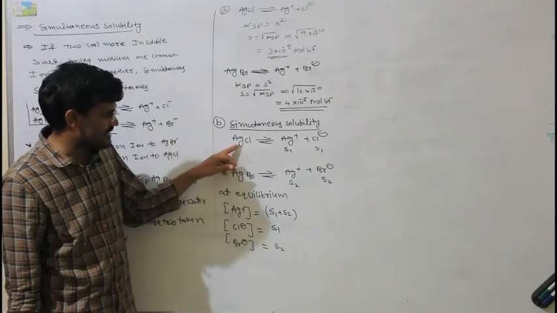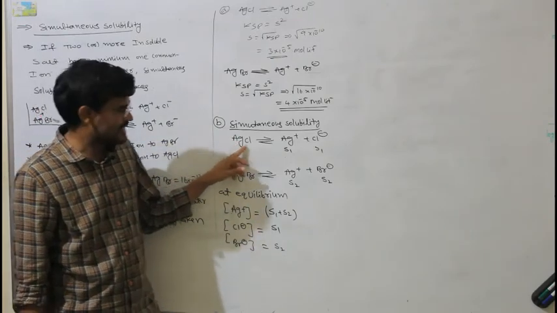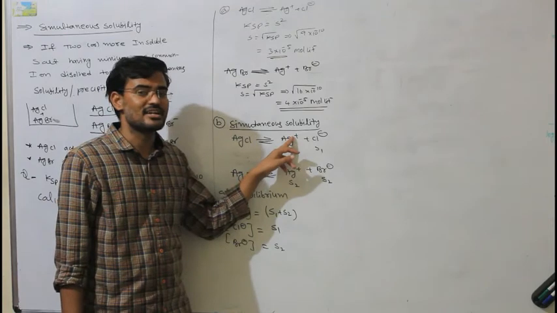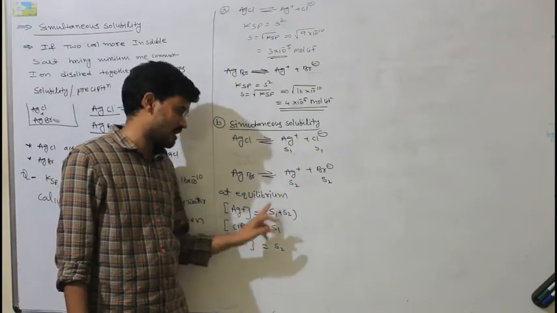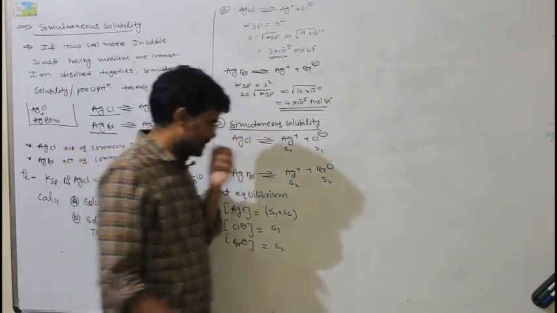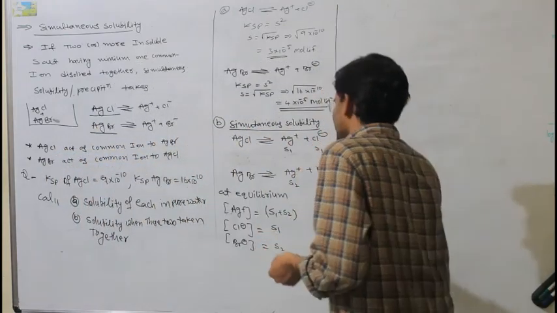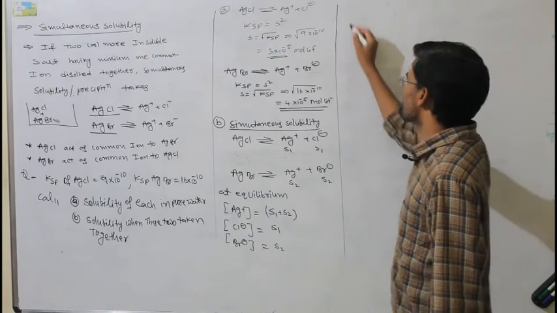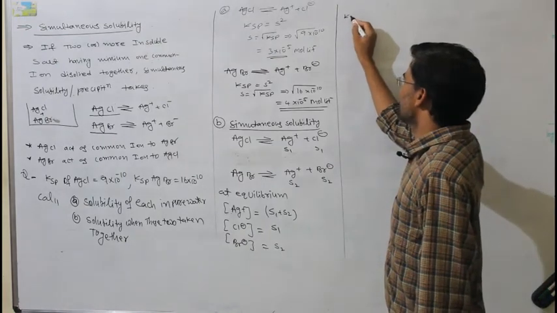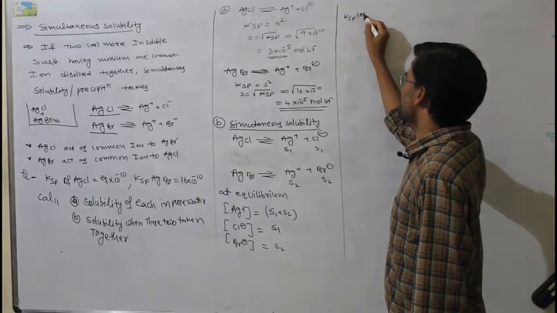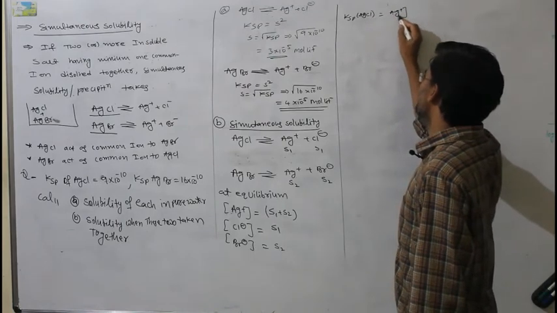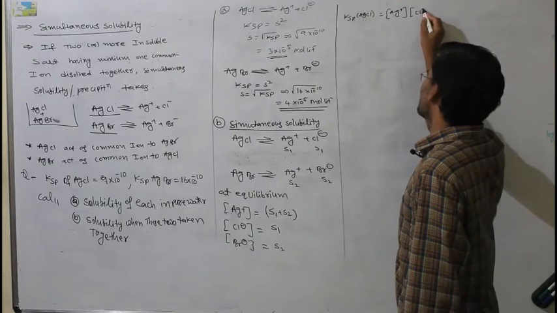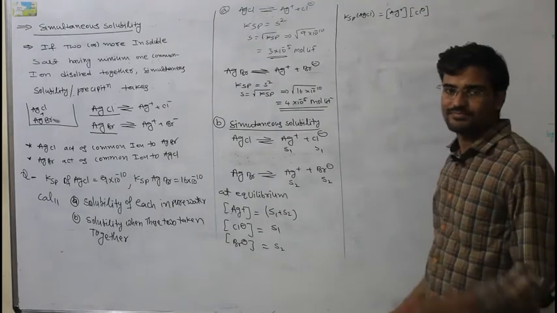Understanding? If I want to write the Ksp expression for silver chloride, I need Ag plus. At equilibrium, how much Ag plus is present? S1 plus S2. You have to write S1 plus S2 rather than S1 or S2. So I will write here the Ksp expression for silver chloride: Ksp of AgCl is equal to concentration of Ag plus into concentration of Cl minus.